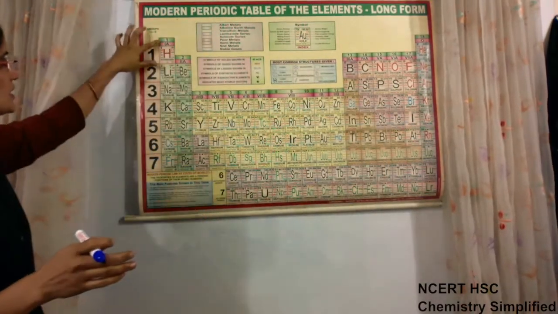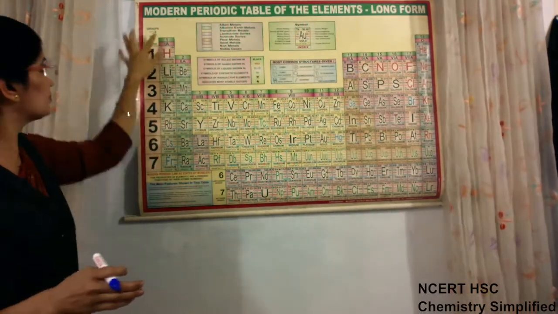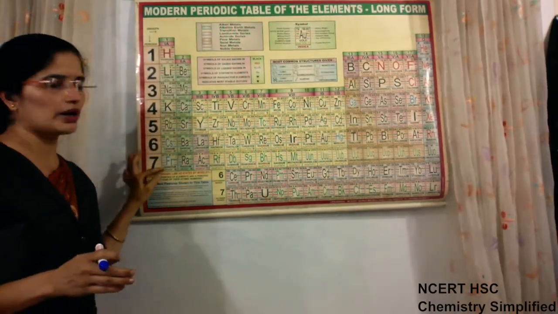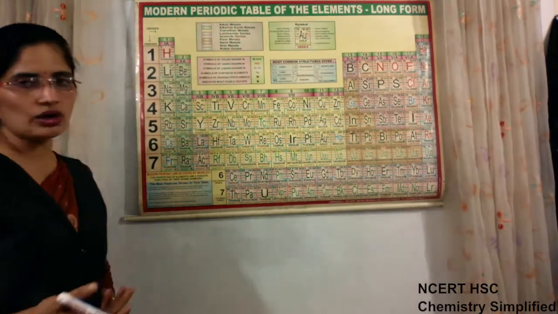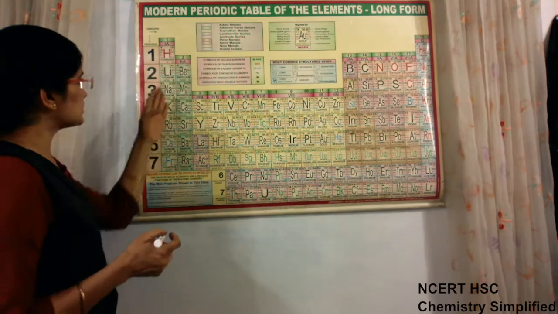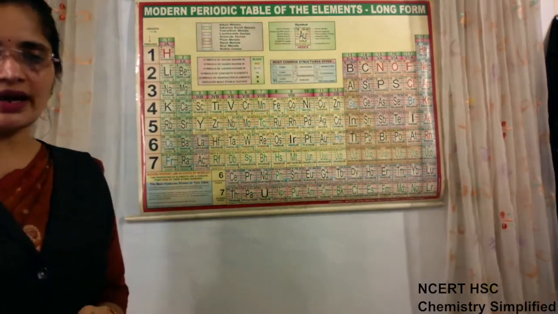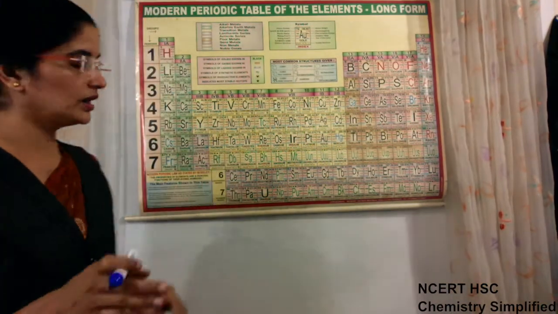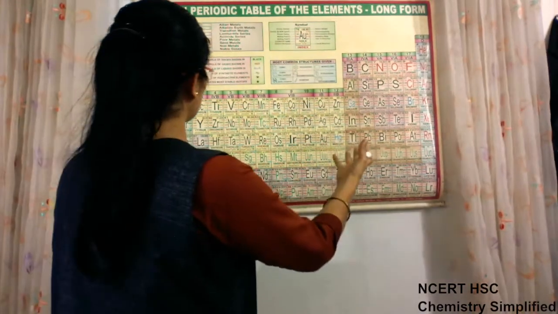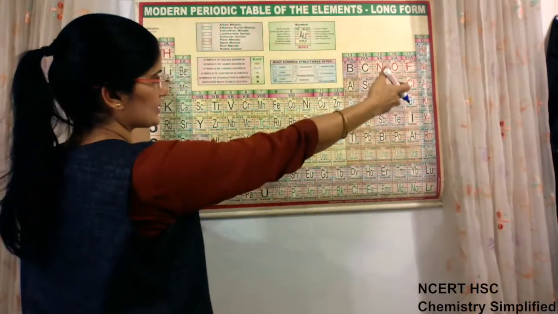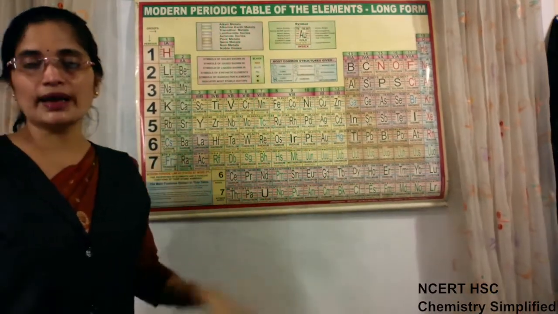One more thing, this first group is known as alkali metals. Why are they called alkali metals? Because the metals present in this group form alkali when dissolved in water. Now one more thing in the periodic table. When you face the periodic table, the left hand side consists of metals.